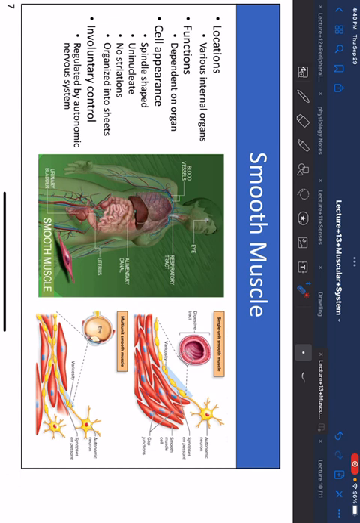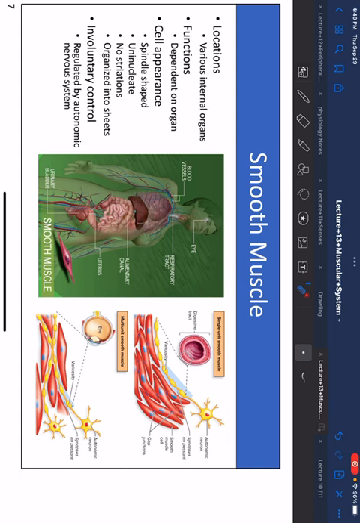When you look at the cells underneath the light microscope, they have this spindle shape. Like cardiac muscle, they have a single nucleus, and they're called smooth muscles because they have no striations within them. And visually here, you can see that the smooth muscles arrange into sheets.